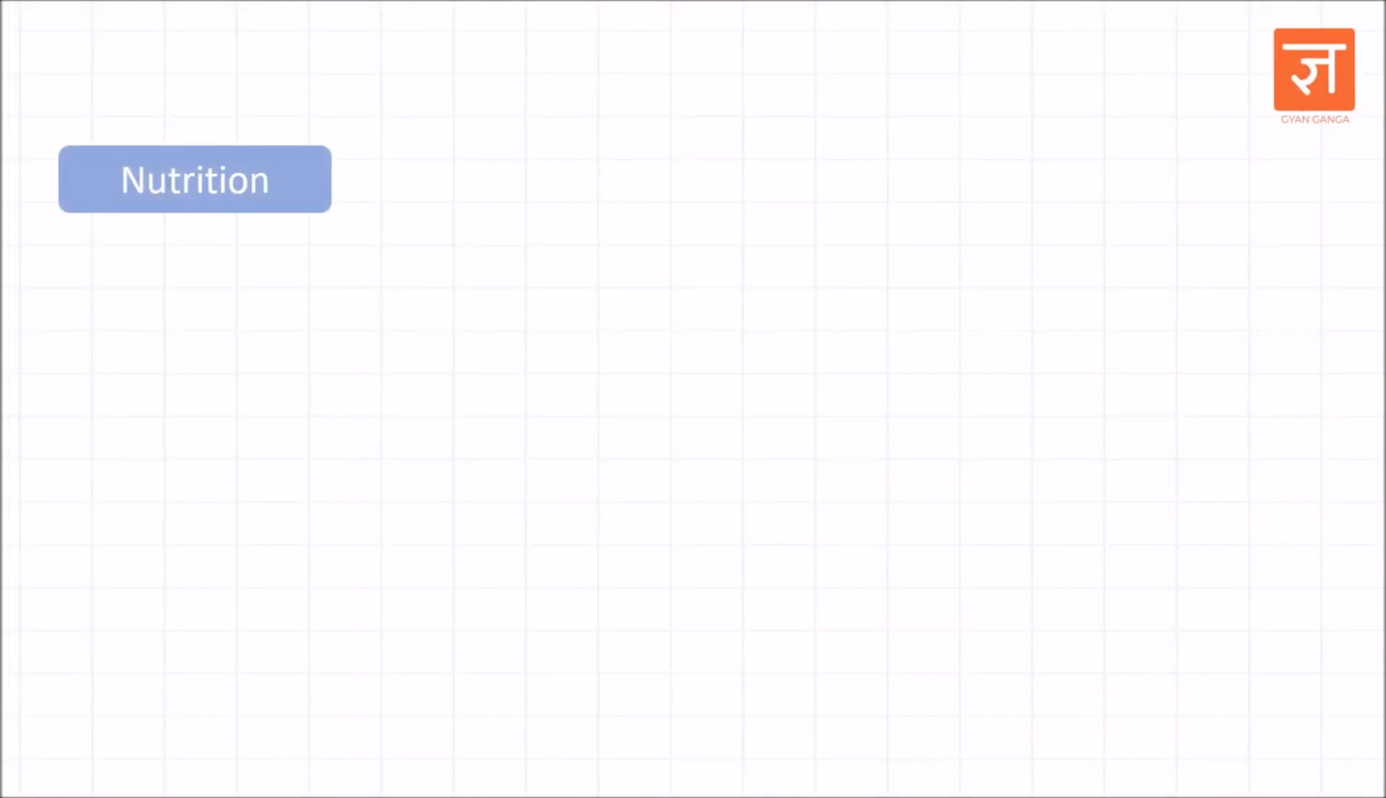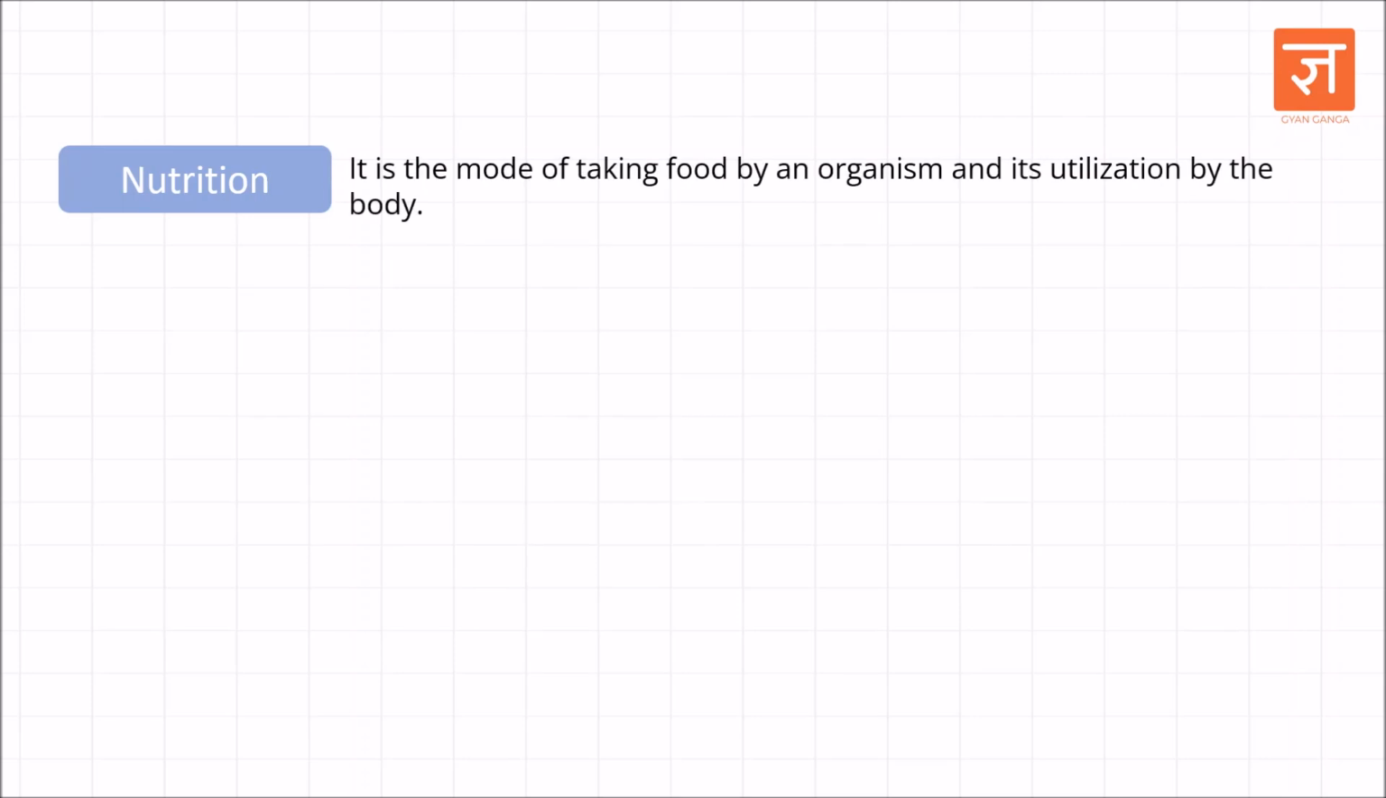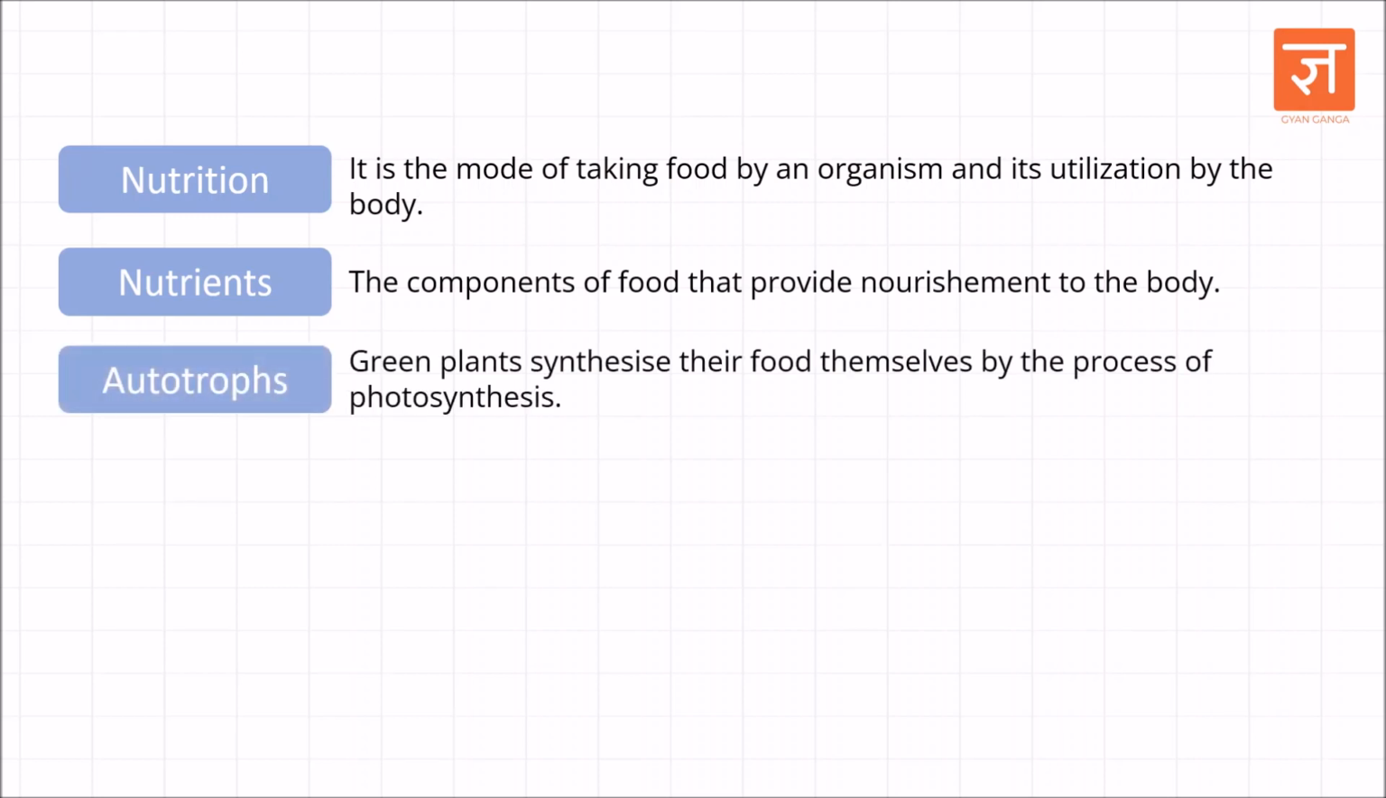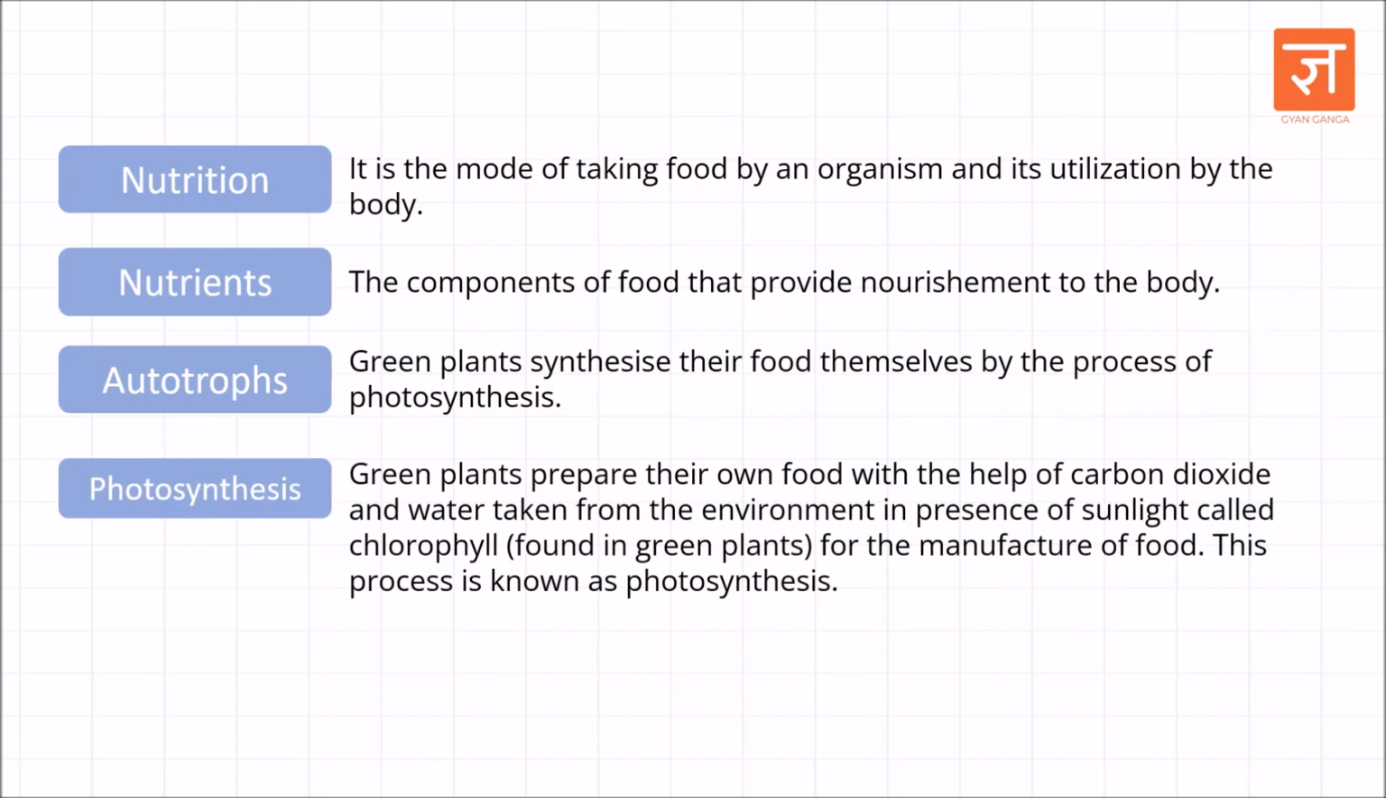First we learned about nutrition. So what is nutrition? The mode of taking food by any organism and its utilization by the body. What are nutrients? The components of food that provide nourishment to our body. Autotrophs: the green plants that synthesize food themselves through the process of photosynthesis are autotrophs. Photosynthesis: the process through which plants make food with the help of carbon dioxide and water in the presence of sunlight and chlorophyll.